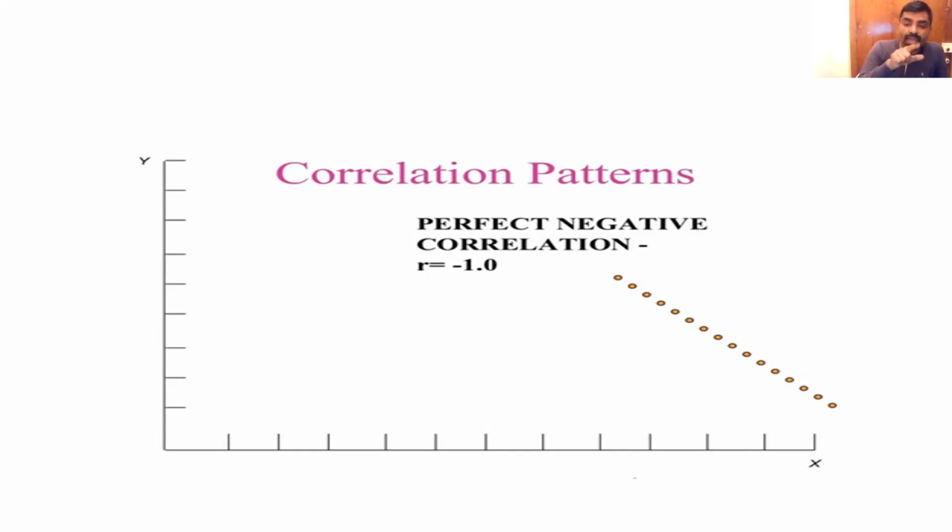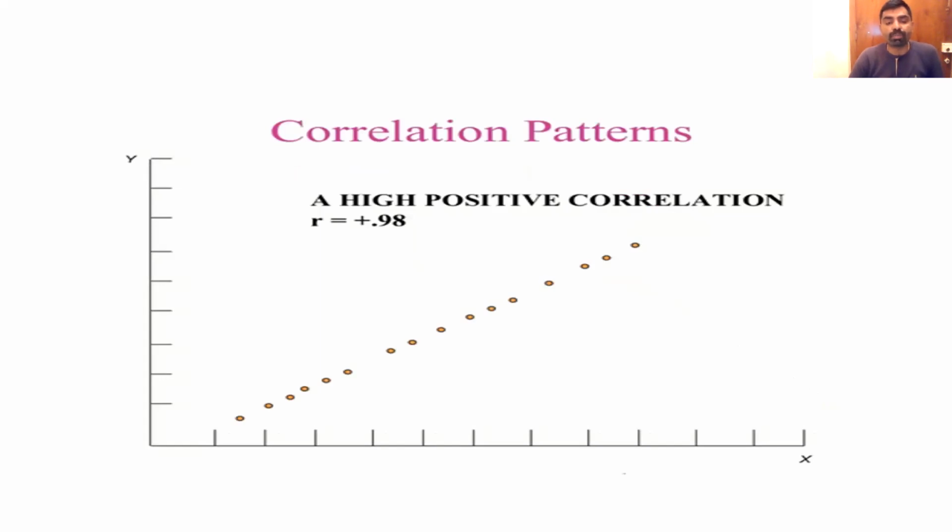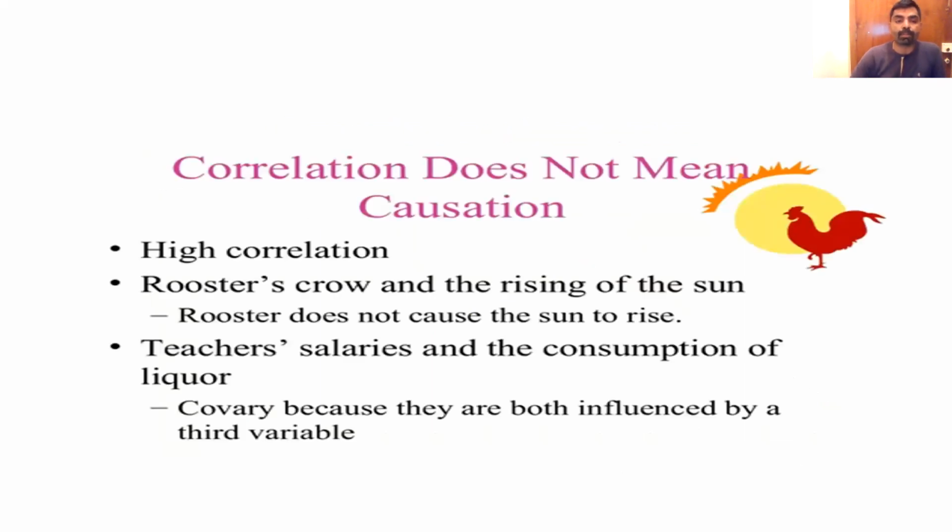The slope, the line, is going from the y-axis towards the x-axis. So it is not upward; it is a downward line. Then correlation pattern, highly positive correlation, which I have already discussed with an example, weight and height. Higher the height, higher the weight.